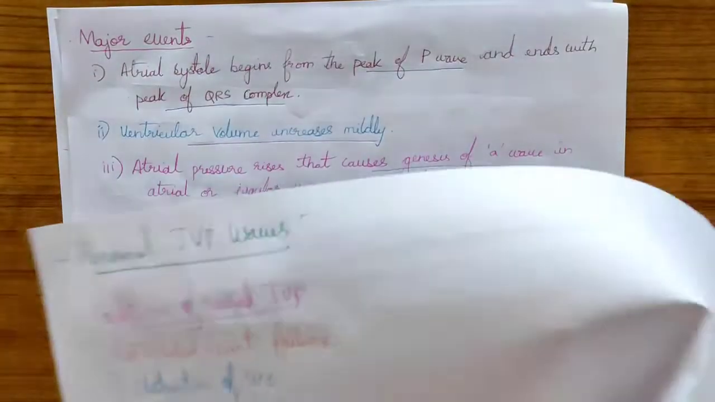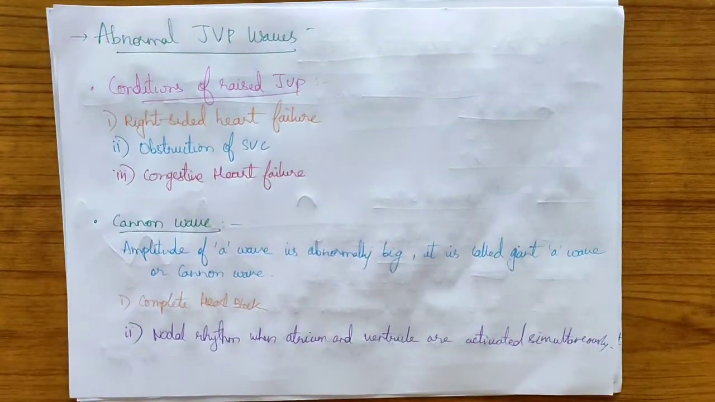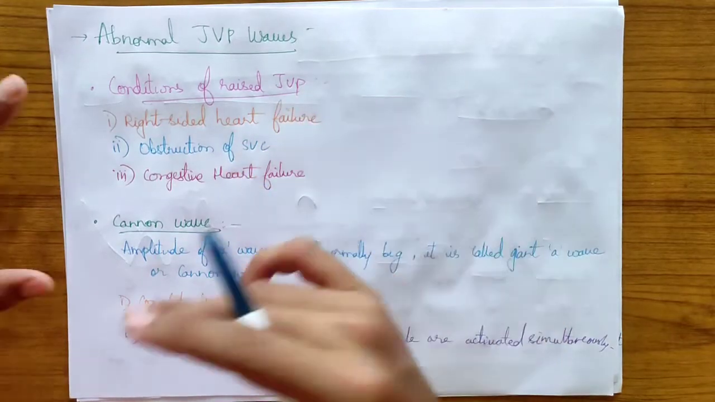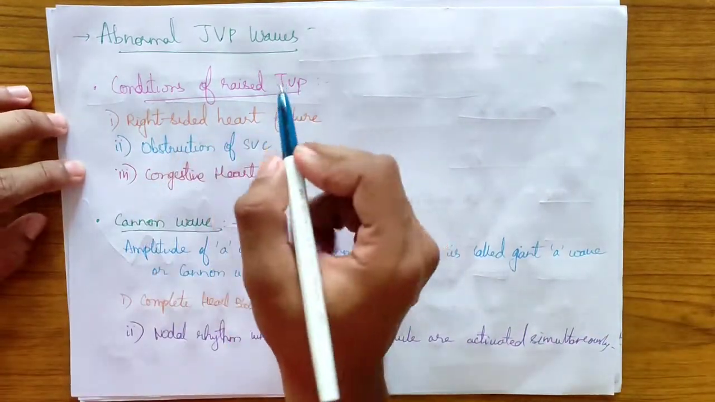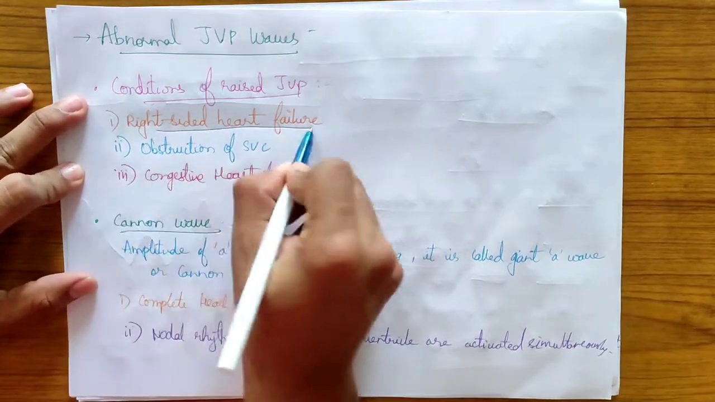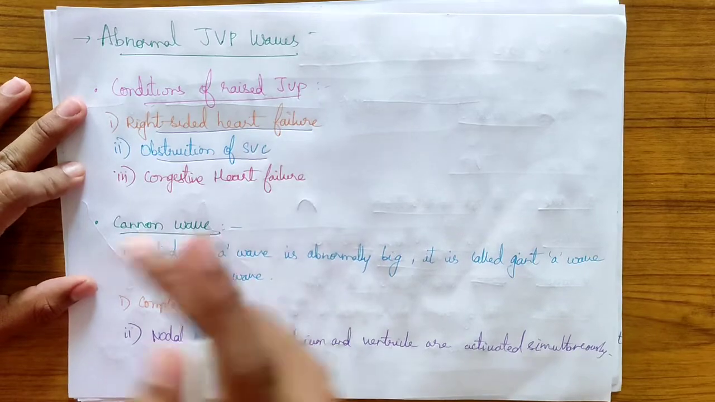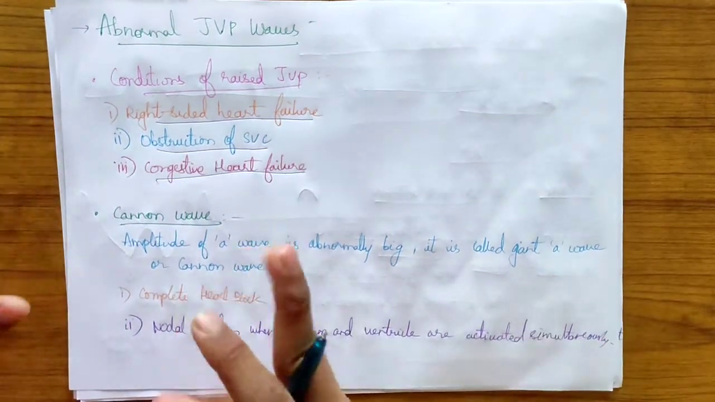So what are the abnormalities seen in the JVP waves? This is an important condition to remember. This can be asked in the examination also, like what can be seen in the abnormal JVP waves? In what condition can it be seen? It can be also asked in the Viva. So the conditions of the raised JVP are the right-sided heart failure, the obstruction of SVC, that is nothing but the superior vena cava, and the congestive heart failure. So only 3 you can remember.